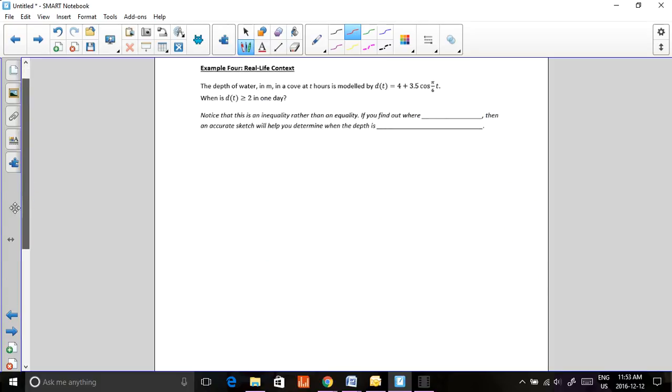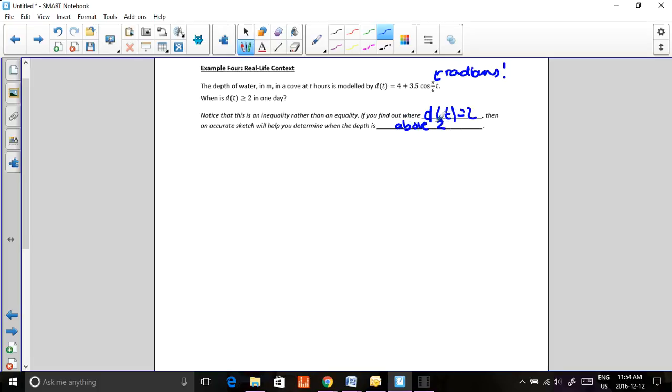Now we have a real-life context, and in this case, we actually have an inequality instead of an equality. So we're going to need a pretty decent labeled sketch to be able to solve this. The depth of the water is modeled by this cosine curve. Notice that we're back in radians here because of pi over 6, so you put your calculator back in radians. We want to know when the depth is greater than or equal to 2. Notice that this is an inequality. So if we find out where d at t is equal to 2 using algebra, then an accurate sketch will help us determine when the depth is above 2.